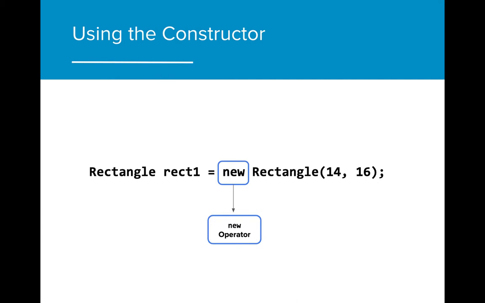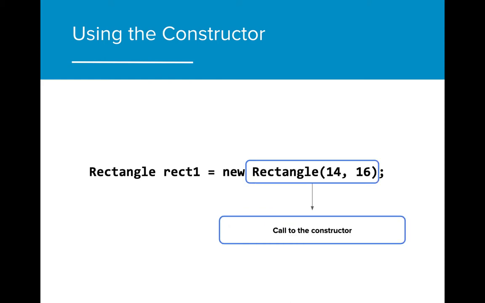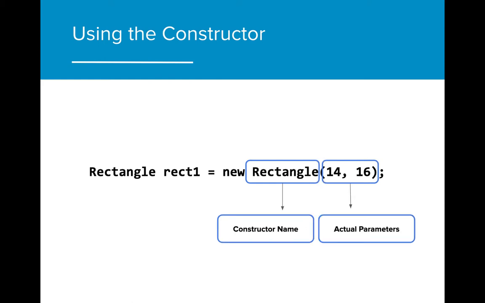Instantiation is the process of creating an instance of an object, which allocates memory for a new object and references that object in memory. The new operator allows us to create a new object by making a call to the constructor. The name of the constructor needs to be the same as the name of the class. The call to the constructor contains two components, the constructor name and the actual parameters. The actual parameters are the actual values that are being input into the constructor.